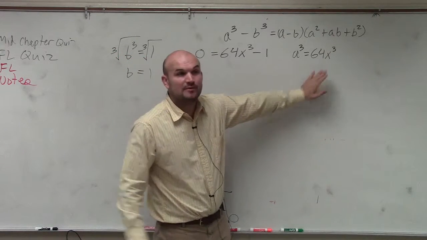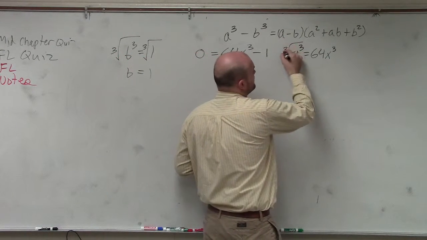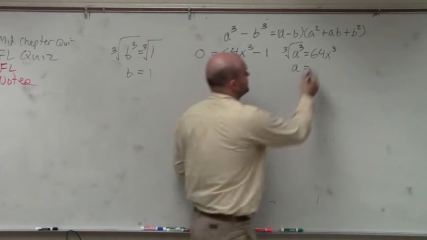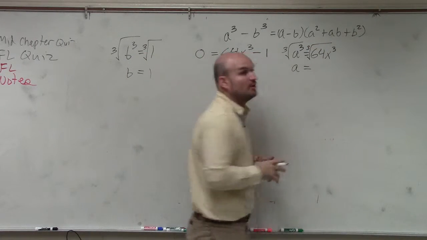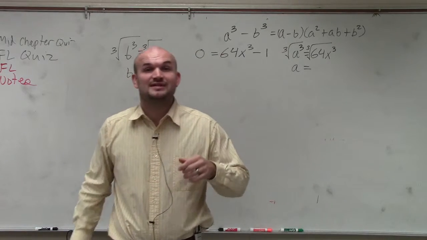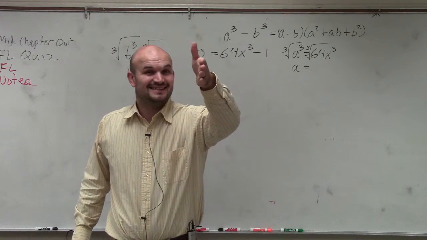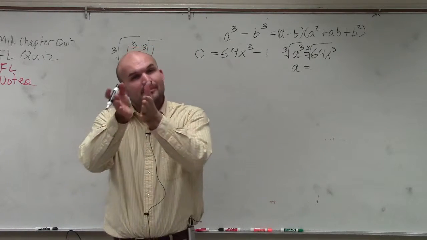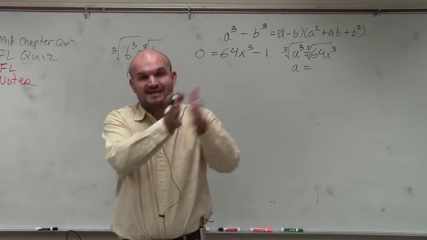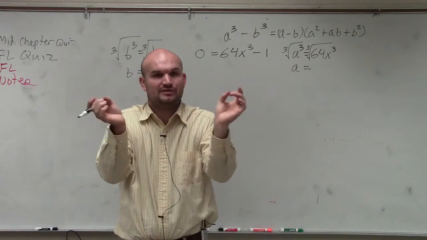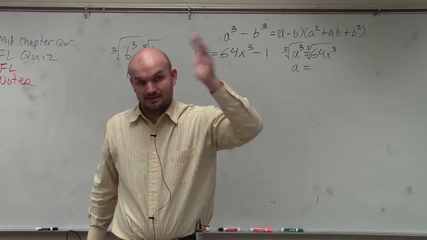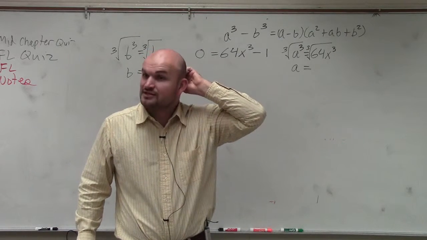Now we need to do the same over here. The cube root of a cubed is just going to give us a. So now I have the cube root of 64. What number multiplied by itself 3 times gives us 64? I have a question about how you got 1. Is it 1 or negative 1? It's going to be 1 because remember, it's a cubed minus b cubed. So the minus is just separating the two terms. We're only focused on a cubed and b cubed. OK? It's 4.